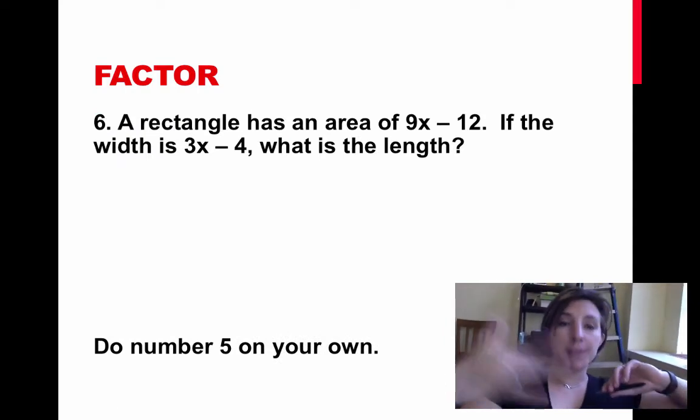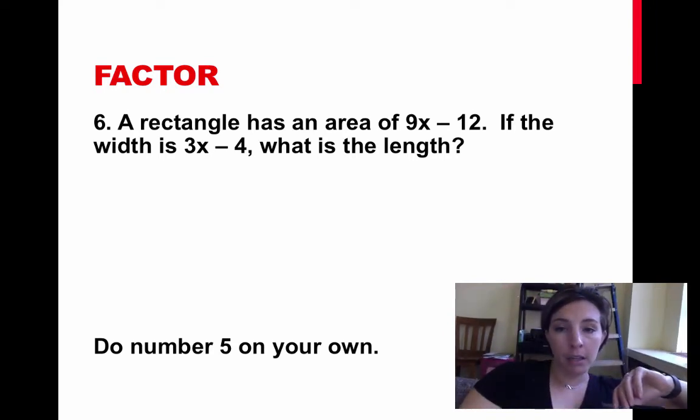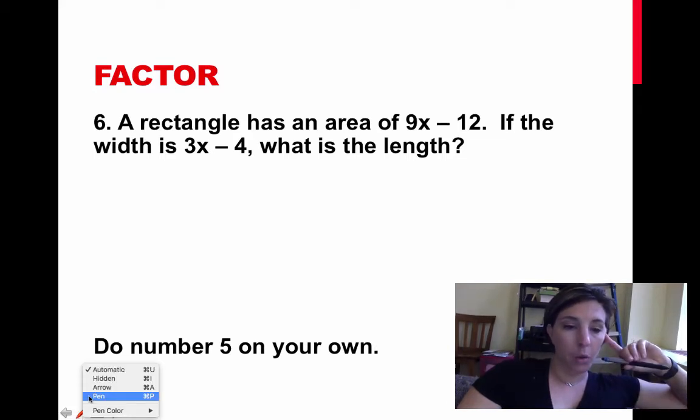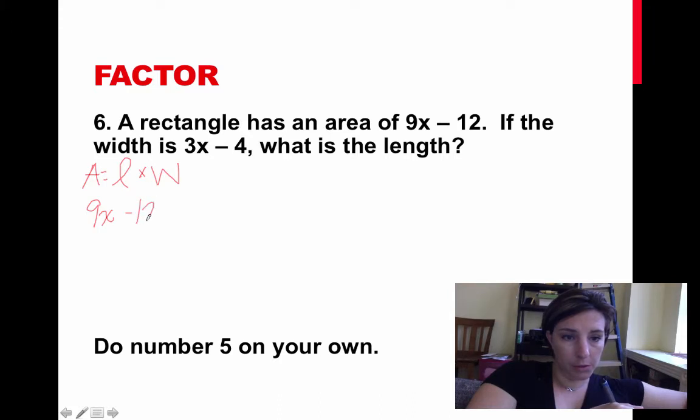Okay, I'm going to skip down to number 6. We're going to do 6 together, and you guys are going to do number 5 on your own. So a rectangle has an area of 9x minus 12. If the width is 3x minus 4, what is the length? We talked about area and perimeter in our last video. So area is equal to length, that's an L, times width. So this is telling me that the area, 9x minus 12, is equal to the length times the width, which it's giving me is 3x minus 4.